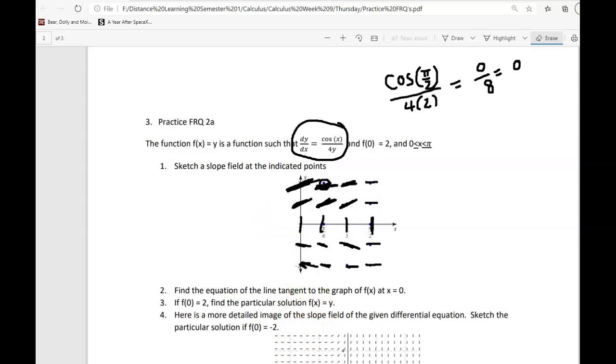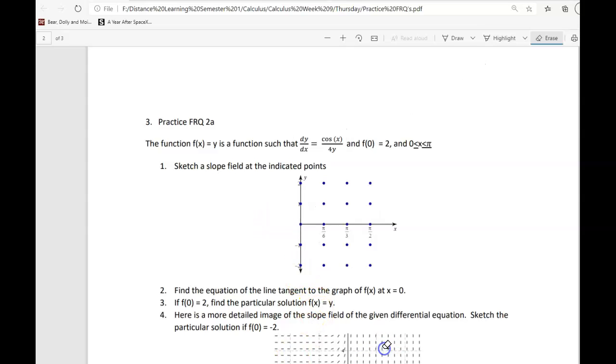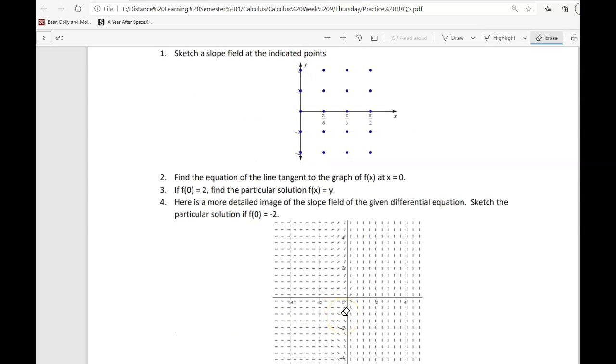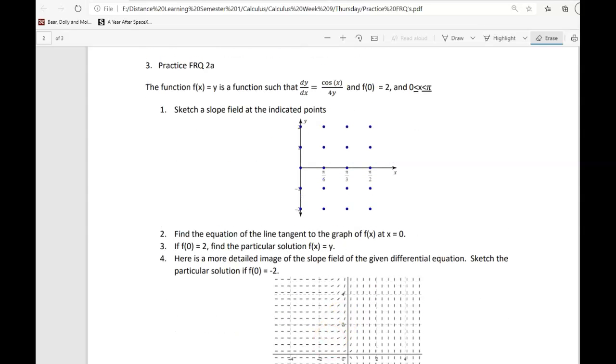Anyway, so there is number 1. Let's go ahead and do the last one, number 2. Now, number 2 is actually a review question.